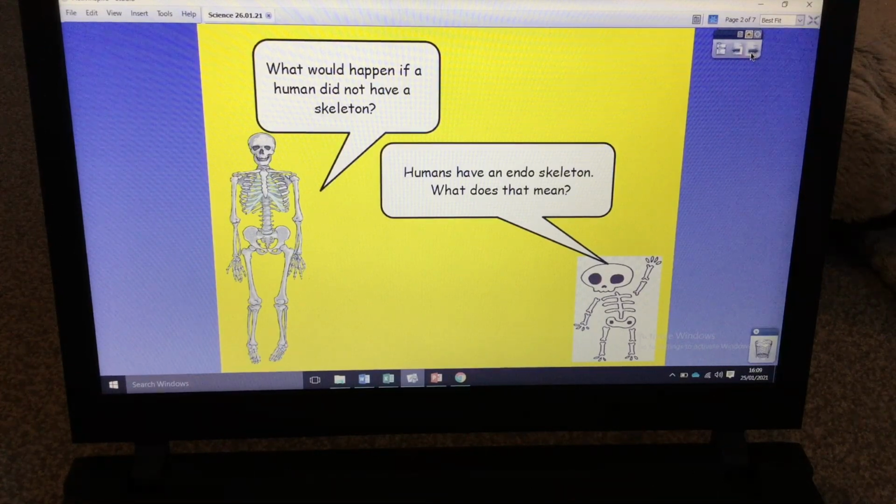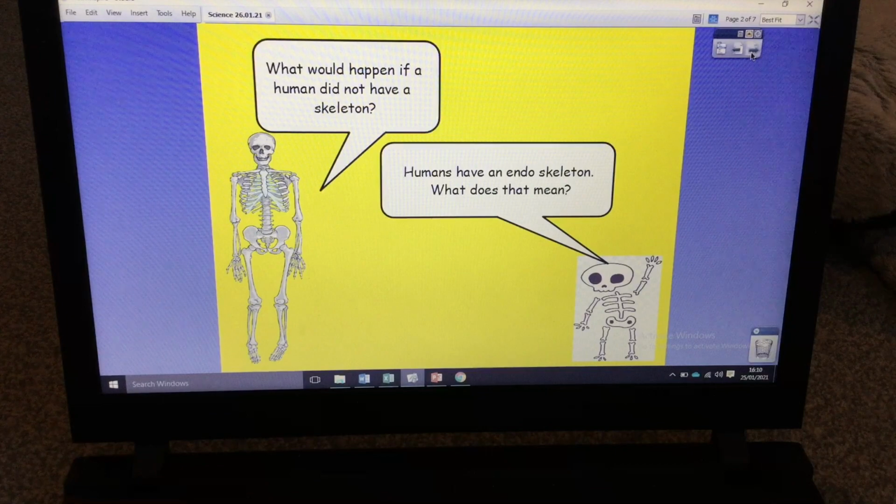Humans have an endoskeleton. What does that mean? See if you can remember from last week what an endoskeleton is. Pause the video now. Let's see if you're right. An endoskeleton is when the skeleton is on the inside of your body, so it cannot be seen by just looking at somebody, because it is on the inside, underneath our skin.